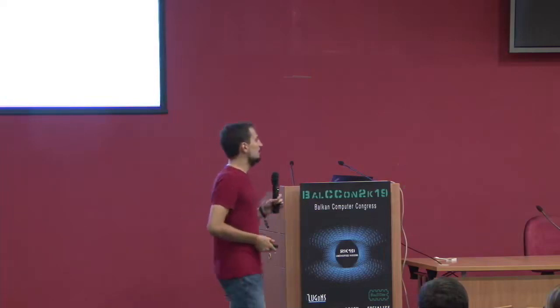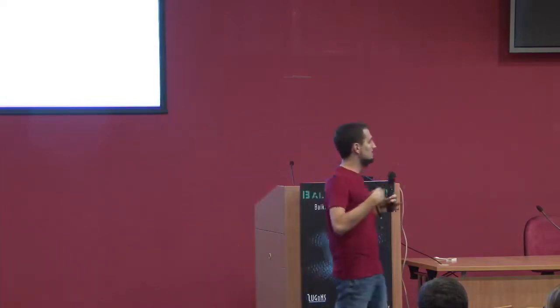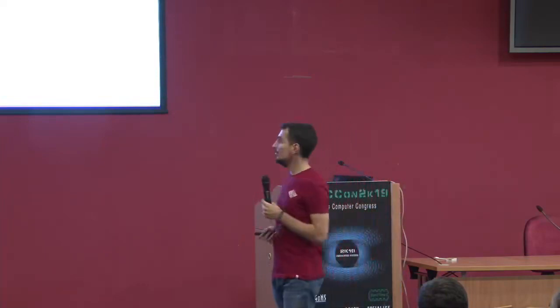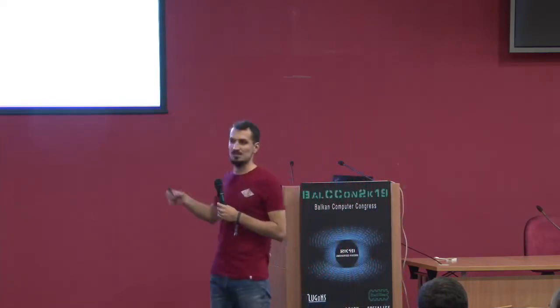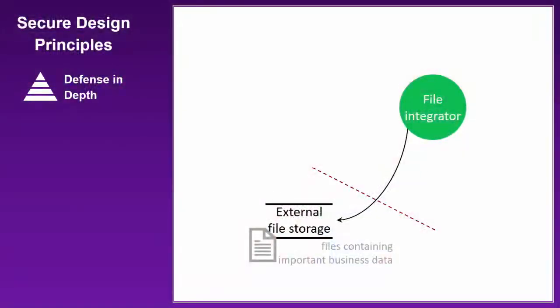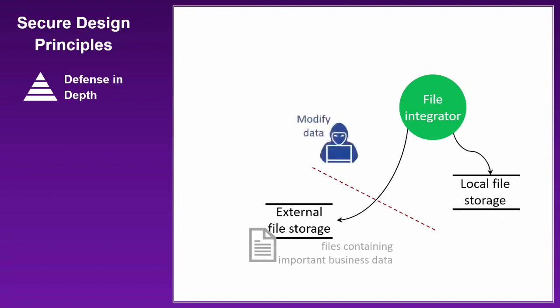So we have some file integrator service application. It's communicating with some external file storage. Maybe this is our system, maybe it's a business partner, it doesn't really matter. All that matters is that we're receiving important data from this external file storage based on which we can perform some business operations. And then we store it somewhere locally.